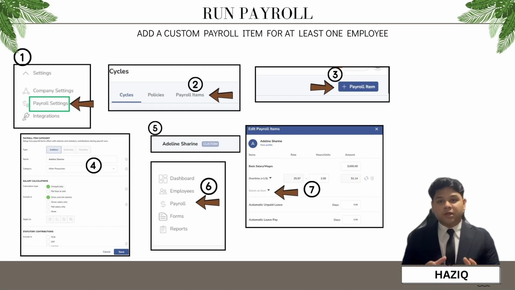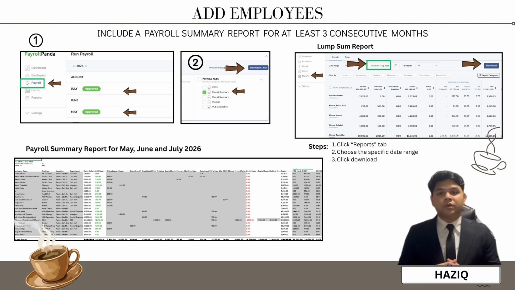Next, go to the payroll tab, search for the employee's name and add the newly created custom payroll item under additional payroll items. Enter the required amount and the item will be included in the employee's payroll calculation for the selected payroll period. And then, now include a payroll summary report for at least 3 consecutive months.